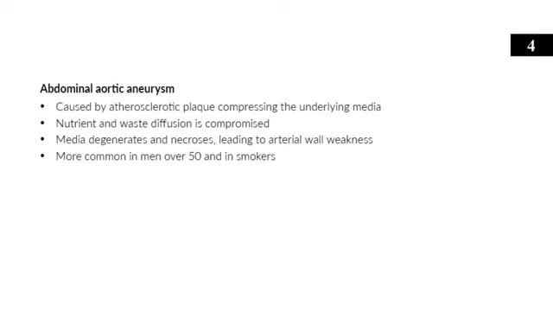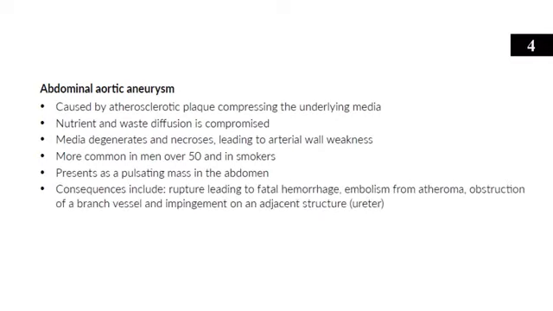Now, AAAs are more common in men over 50 and especially in smokers. AAA can present as a pulsating mass in the abdomen if the patient's thin. In overweight or obese patients, you might not be able to feel it at all. The bad news is that a AAA can rupture and hemorrhage into the abdomen, which can be fatal very rapidly. It can also cause embolization of pieces of atheroma, or possibly obstruction of a branch vessel and impingement on an adjacent structure, such as a ureter.